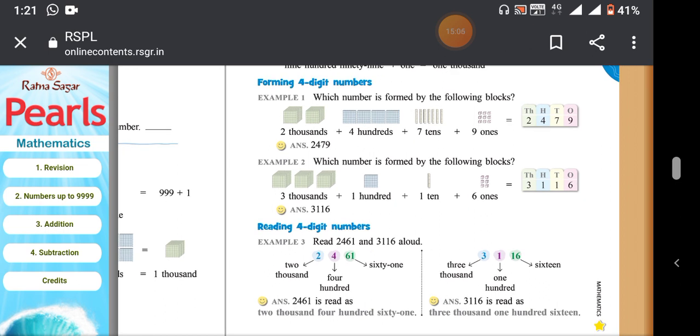reading 4-digit numbers. Example, read 2461 and 3116 aloud. So you should read these numbers like this: 2461. Then second one, 3116.